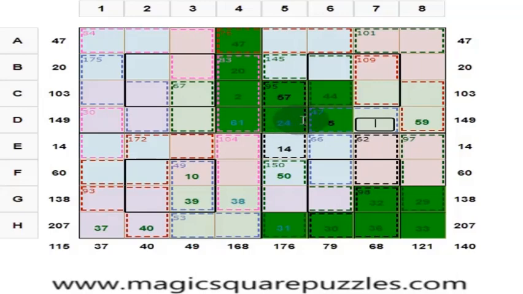What is this? This is 24 plus 5, 29. 29 plus 59 is equal to 28 plus 60, 88. Put here 42. Okay, so we have finished so far. This much we have finished. Okay, now what else we can find out?